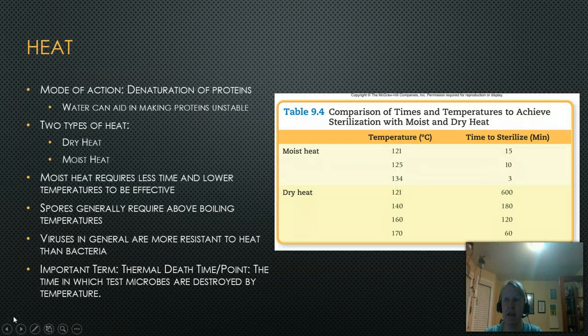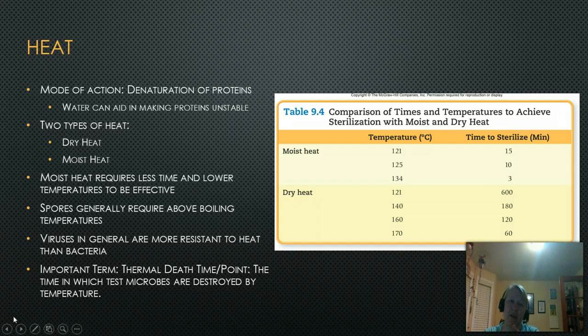So as I said, heat is 2 different types of control, and heat focuses on the denaturation of proteins. And we talked about this a little bit in the last section, where the proteins, when they're exposed to heat, unfold and they can't refold, which means they can't function anymore, which means the cell is no longer able to survive. So it's a very effective way to kill cells.